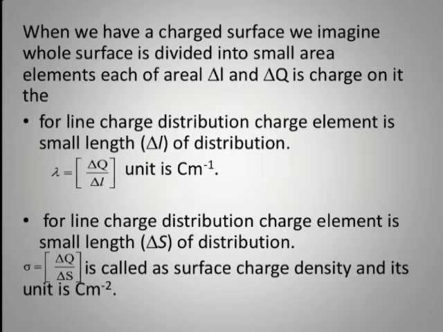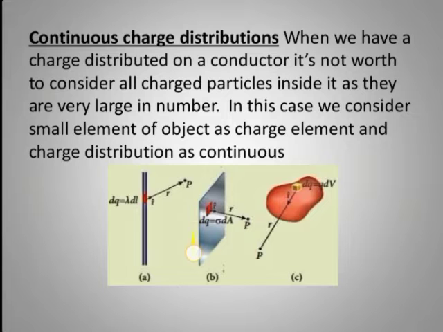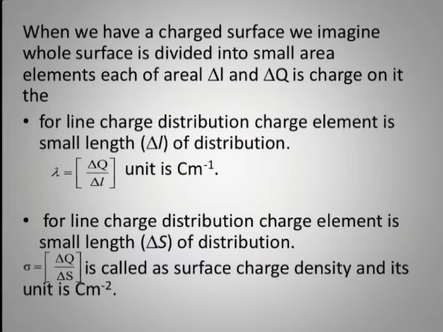If I consider a small area of the surface, this one is represented by sigma. If I come back to this, lambda is equal to delta Q divided by delta L. Now if I consider the surface charge density or surface charge distribution, sigma is equal to delta Q divided by delta S. So on a small surface area, small charges are being distributed.